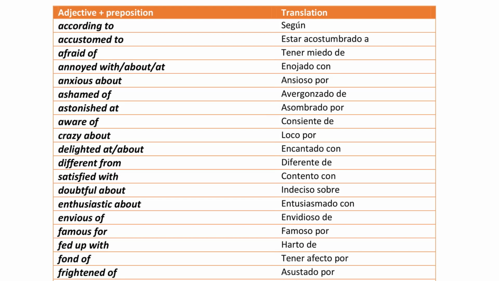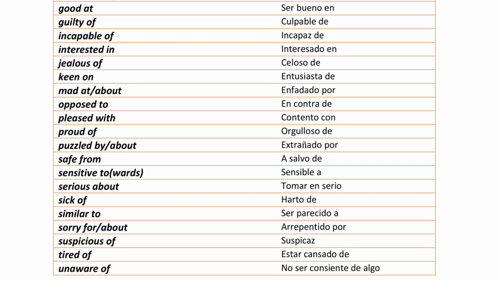Famous for. This is easy. It's famoso por. Fed up with. Okay, this is harto de. Next one, fond of. Tener afecto por. Next one is frightened of. Frightened of means asustado por. And next one, good at. So to be good at means ser bueno en.